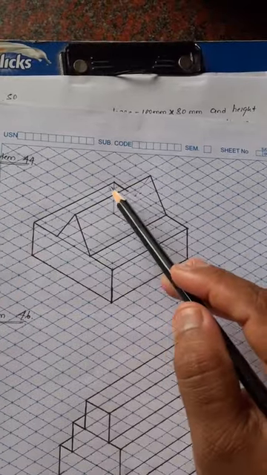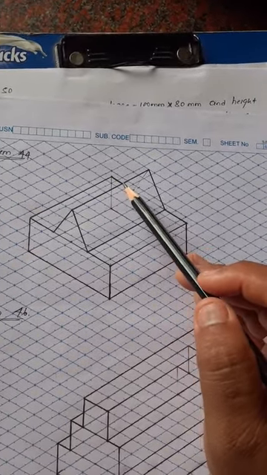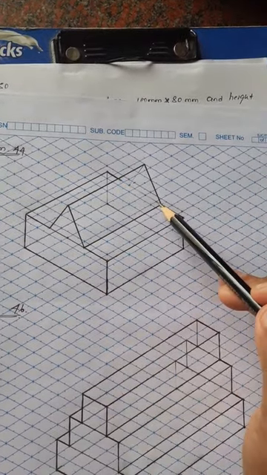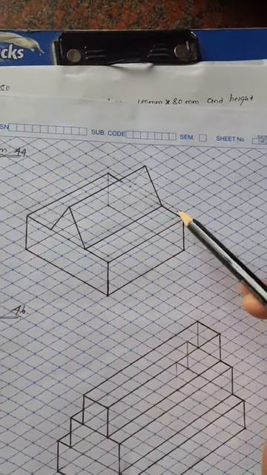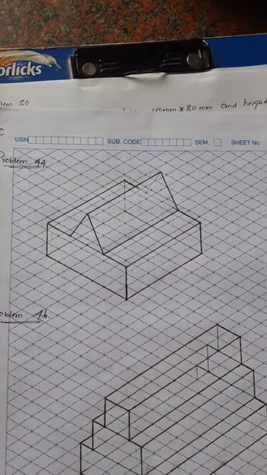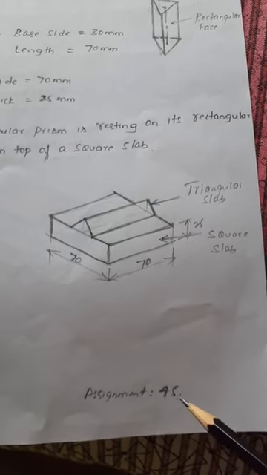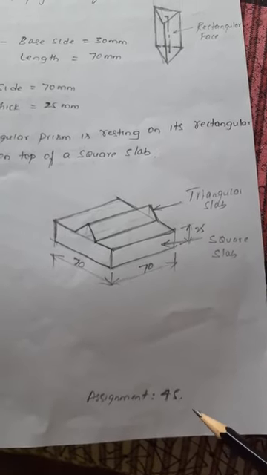Then for the remaining part, whatever the intersection of the square slab and the triangular prism, up to this, you show with a continuous thick line, right? This is how you solve problem number 44. Now similarly try the assignment problem number 45 in the primer.